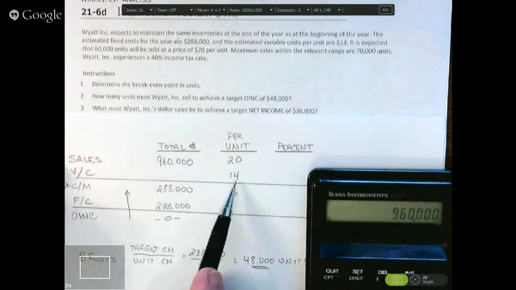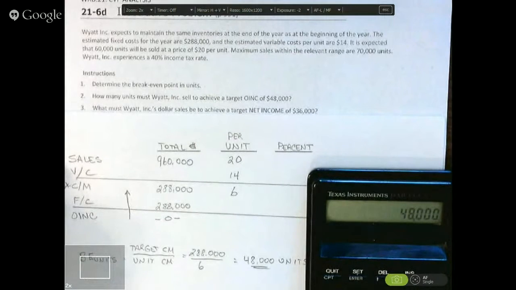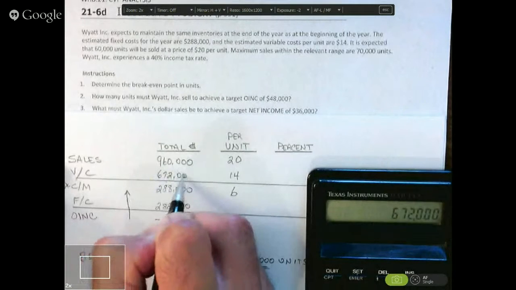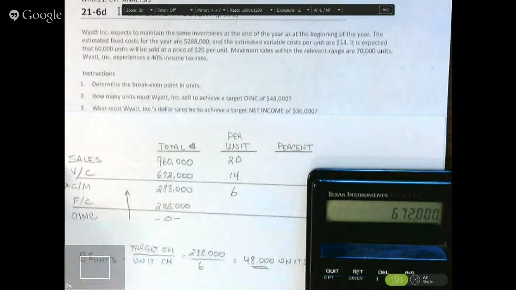It costs the company $14 for each of those 48,000 units. So let's multiply $14 per unit as the manufacturing cost times the 48,000 that would have been sold. So 48,000 times 14 will give 672,000 as the variable manufacturing costs.